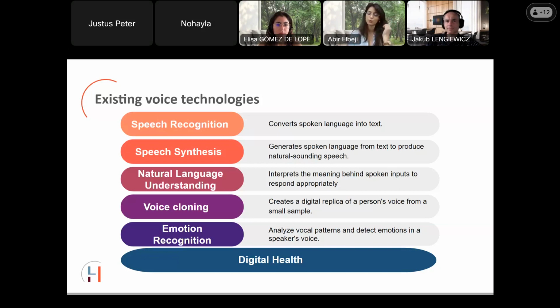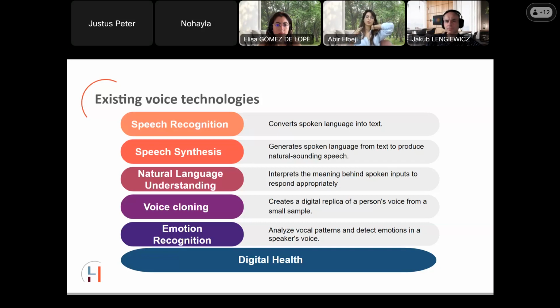from a small sample. And here, the main objective they created this for is just to help, for example, people with voice impairments to communicate well with their loved ones, or if they want to communicate in presentations or whatever, not for bad applications. We can also recognize emotions by analyzing vocal patterns and detecting the emotions within a speaker's voice.